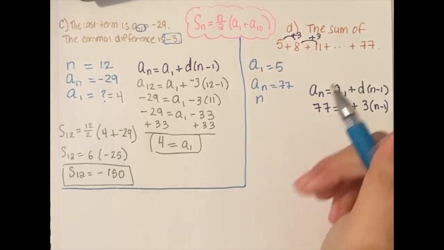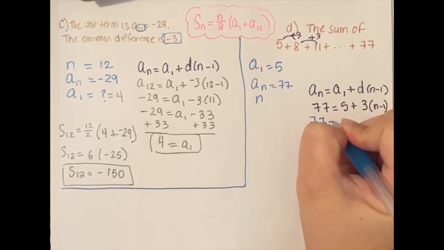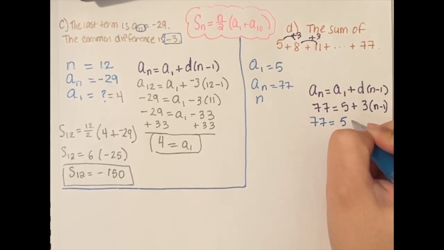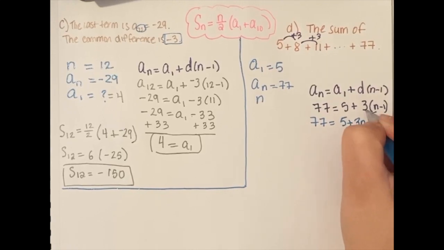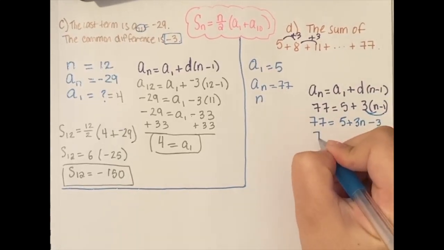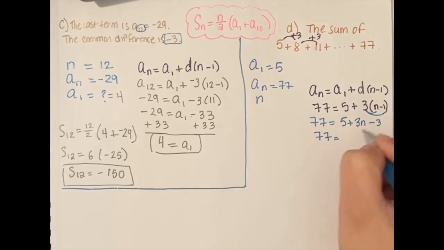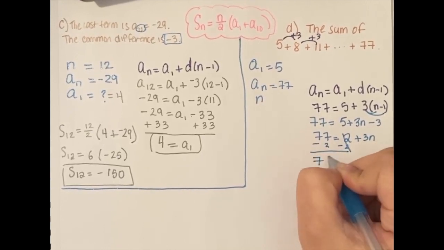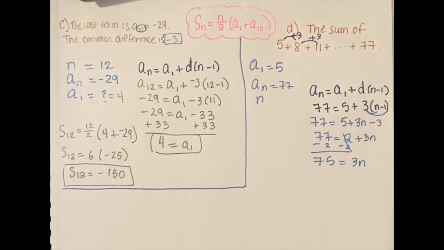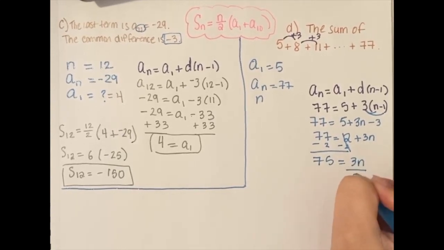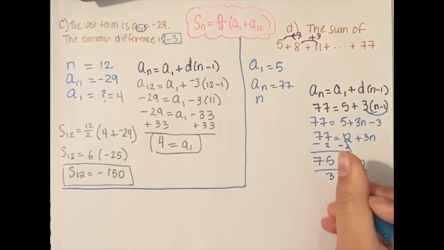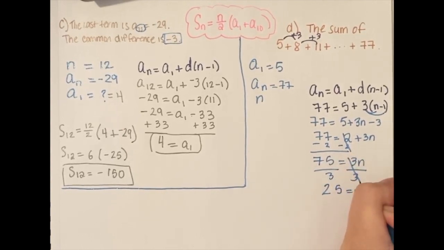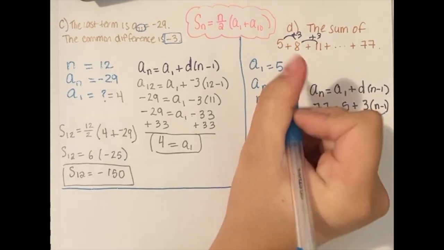So let's simplify this. We get 77 equals 5 plus 3n minus 3, because we distribute. Combine like terms, we get 77 equals 5 minus 3 is 2 plus 3n. Subtract 2 on both sides. 75 equals 3n. And our last step would be to divide by 3. And that will tell us that we have 25 terms.